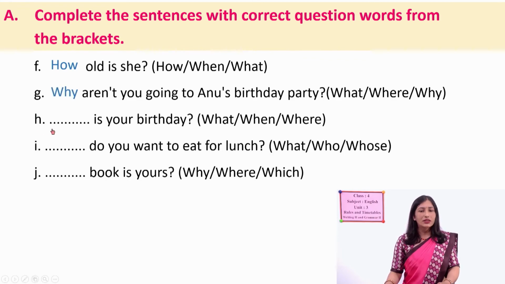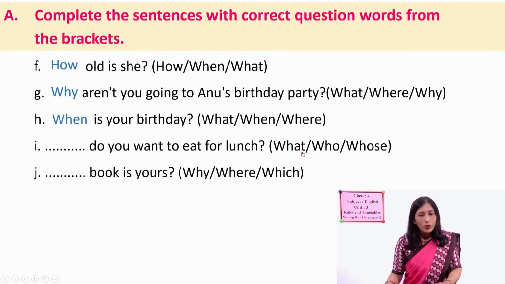Number H, is your birthday? What, when, or where? What is your birthday? Is it suitable? No. So, yes, when is your birthday? That's good. Do you want to eat for lunch? Which one is suitable? What, who, or which? Might be correct. What do you want to eat for lunch?